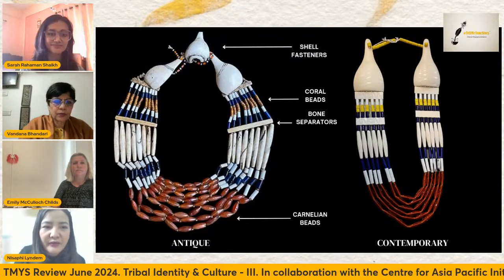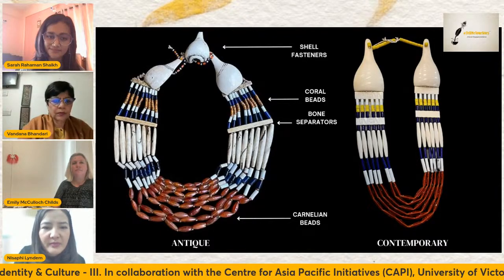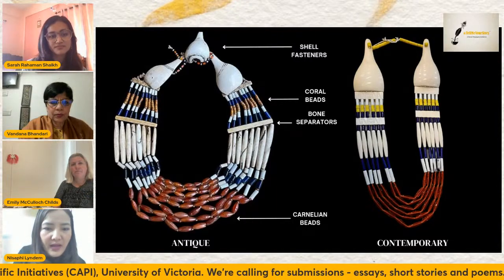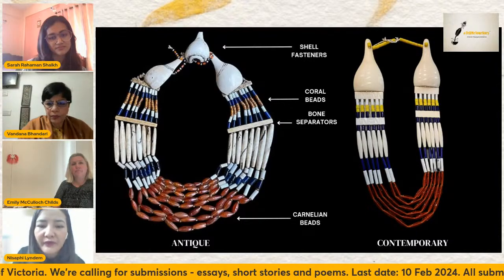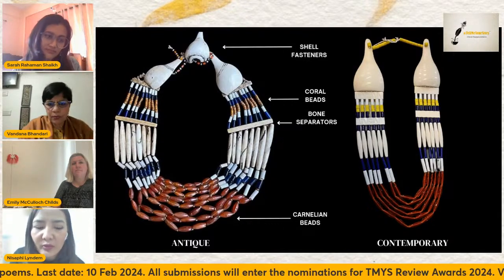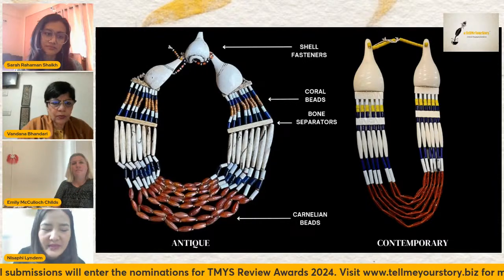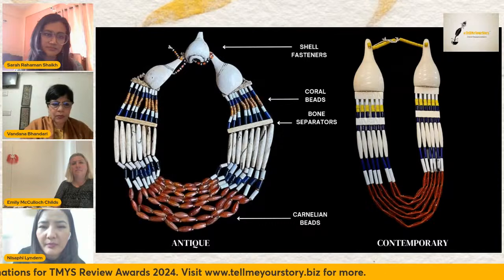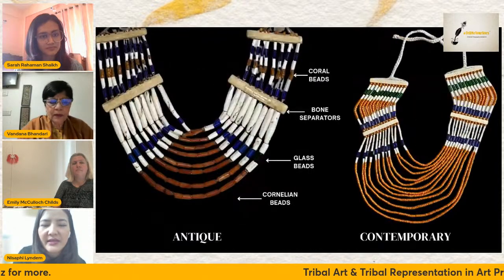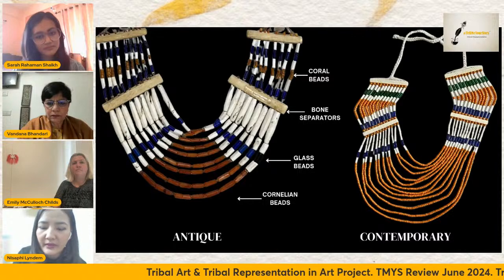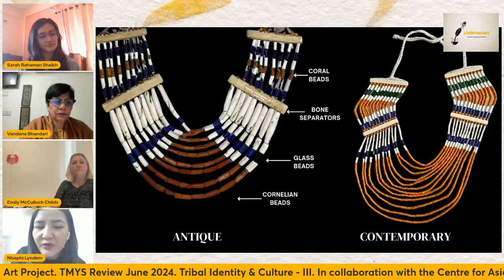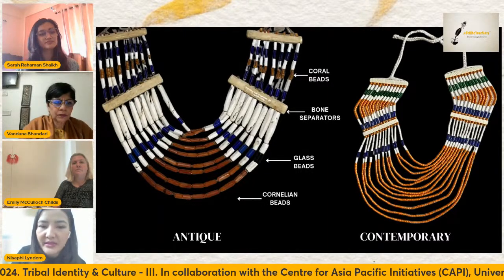And if you look at the materials that they have used, they had to use shell fasteners, coral beads. They had to use bone as separators, and specifically animal bones. And they've also used carnelian beads. But if you look at the contemporary one that they use these days, that they sell online or in the local markets, they have used a lot of crystal beads and plastic beads, as well as plastic fasteners and separators. And you would be able to see this in most of the jewelry that is available now. And again, as I've mentioned, it might also be because it's very difficult for them to find the authentic materials.